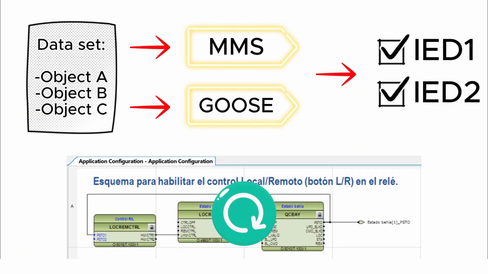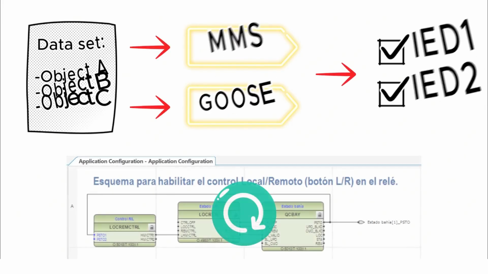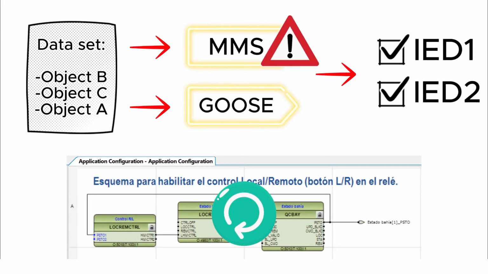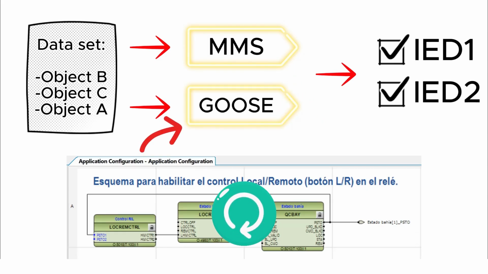As additional information, if the application configuration is modified without altering the datasets, MMS reports, GOOSE messages, or the blocks associated with those communications, communication with other IEDs or clients should not be lost. On the other hand, if a dataset, an MMS report, a GOOSE message, or an application configuration block associated with a signal transmitted via IEC 61850 is modified, the devices that use that information must update the CID file to ensure correct communication.